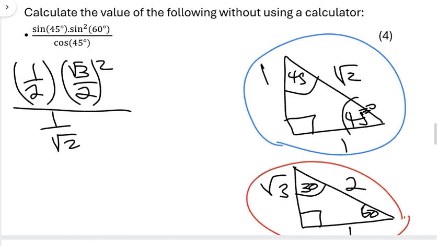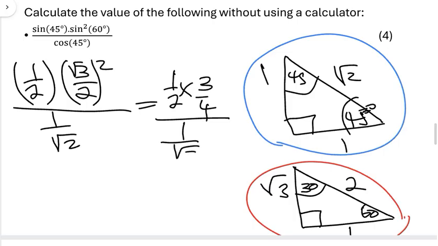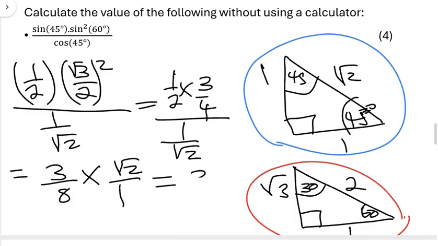Okay, so I will try to do it manually. Then I will have 1 over 2 times 3 over 4 over 1 over square root 2. I know that in the numerator I will end up with 3 over 8. Then I can multiply it with the reciprocal 2 over 1. So the calculator is correct. The answer is 3 square root 2 over 8. They are correct. So you don't have to work it manually. You can use your calculator as long as you are good with your calculator skills.